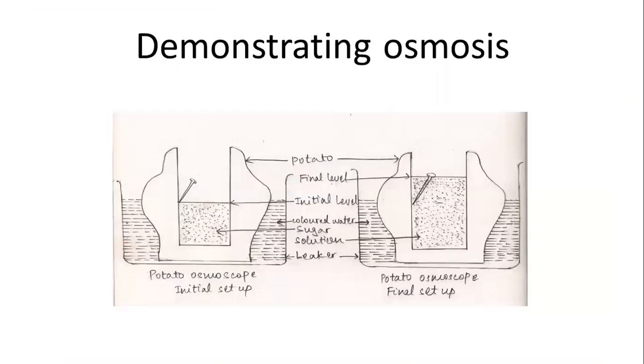Next, we'll talk about osmosis. For demonstrating osmosis, there are multiple experiments, but in your NCERT there is an experiment called the potato osmoscope. In this potato osmoscope, in the initial level, some colored sugar solution is present inside a potato, and that level is marked with a pin.